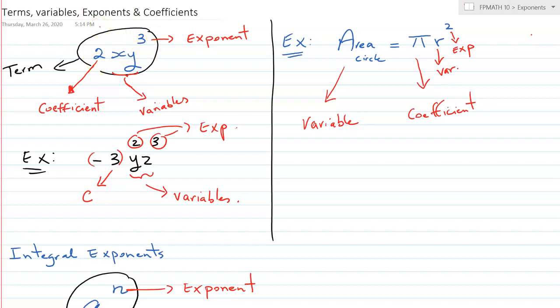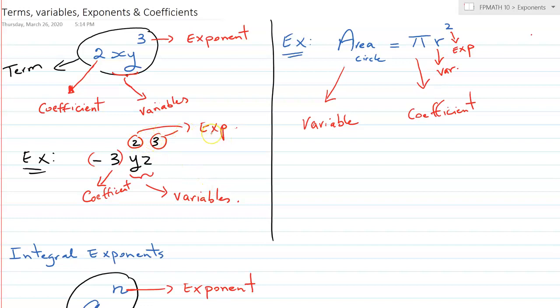You just have to remember the components of a term and an expression. All right, as an example, I gave you minus 3y squared z cubed, or z to the power of 3, and minus 3 is the number in front of the variables. That's called the coefficient. And y and z are the variables, and 2 and 3 are both exponents.